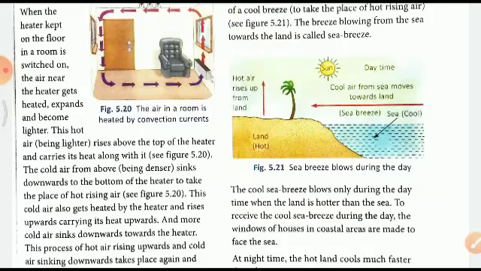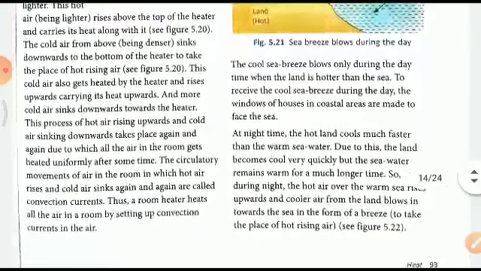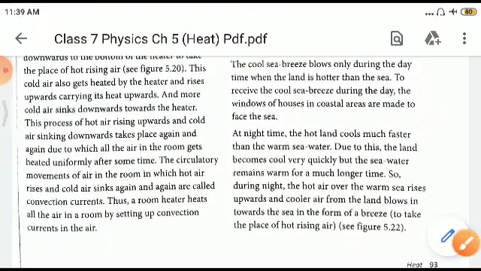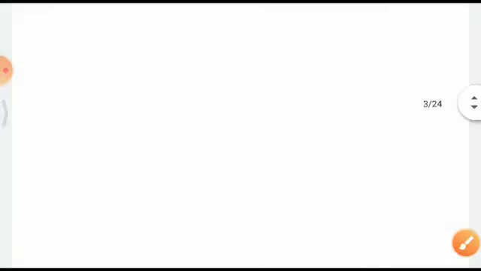What happens at night time is just the reverse. The hot land gets cool faster, but the water of the sea does not cool as fast. So the air over the sea, being hotter, rises up, creating a vacuum there. So air from the land moves to the sea, and this is called land breeze, right, children? This is called land breeze.